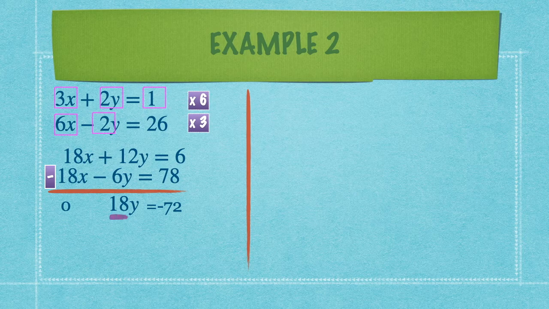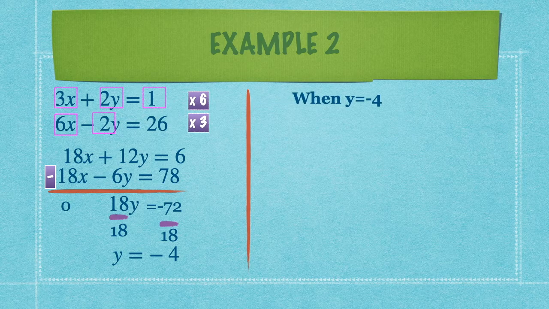Solving for y, we divide both sides by 18. So dividing both sides by 18, remember, we have to balance. Anything we do to one side, we do to the other side. The 18s cancel, so y is equal to negative 4.